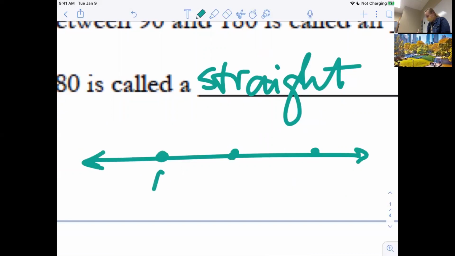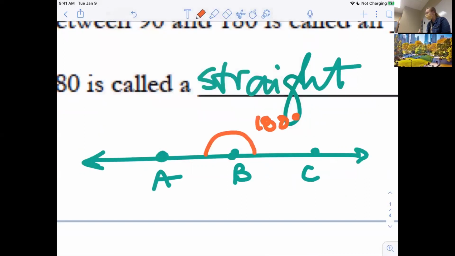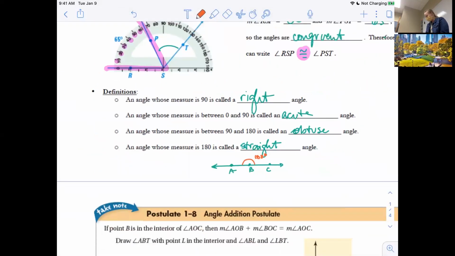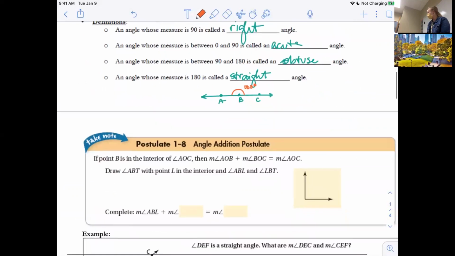This angle ABC is 180 degrees, and it's a flat line, a straight line. Exactly how you think. All right, next page.